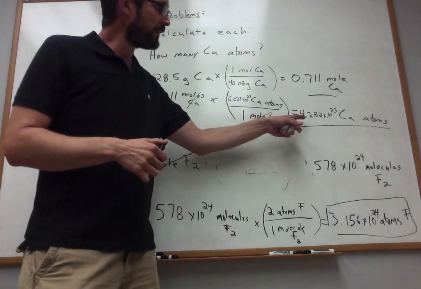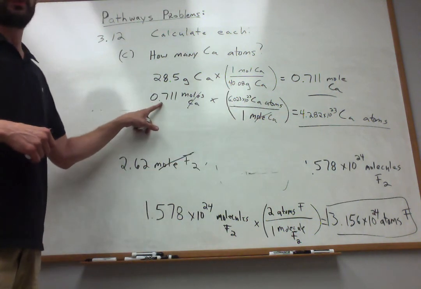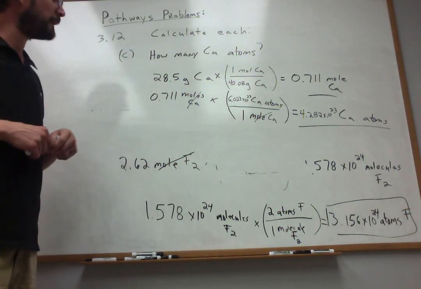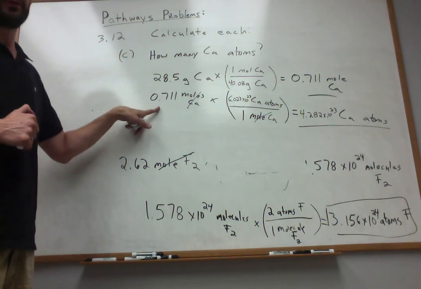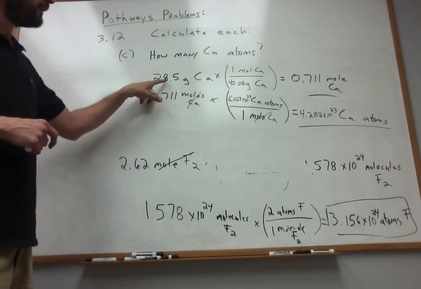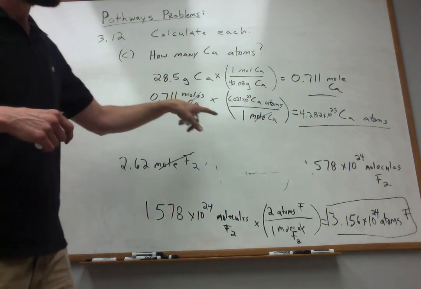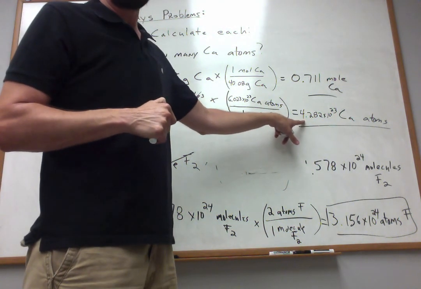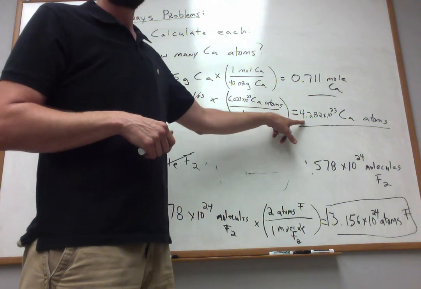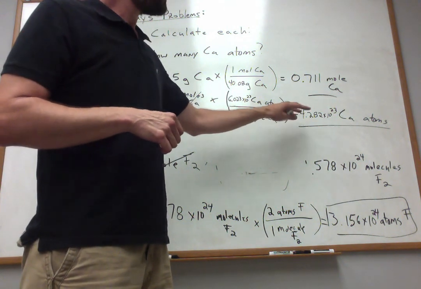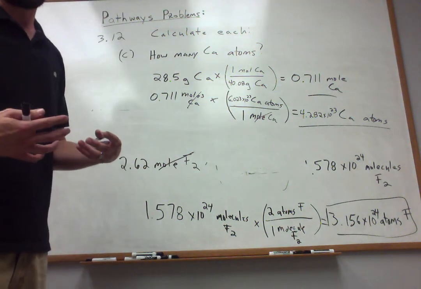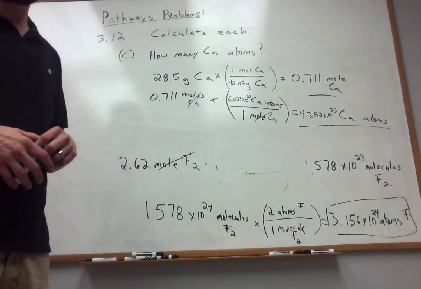So this many calcium atoms correspond to 0.711 moles of calcium. This many grams correspond to this many moles of calcium. This many grams of calcium also corresponds to this count of calcium atoms, 4.28 times 10 to the 23rd calcium atoms. So it's all consistent. It's just different units for tracking the amount of material that's present.